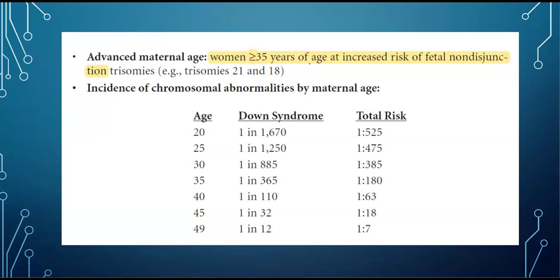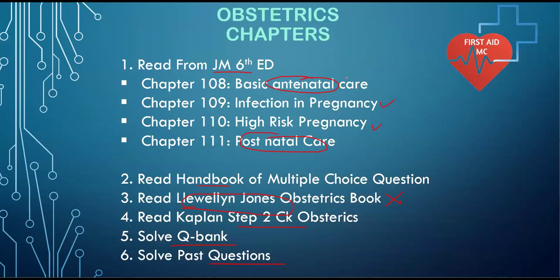So now we are going to start. We'll mainly follow through the notes today. If there is anything that we need to go through from JM, then I will let you know. So keep an eye on the notes at the moment, and we go from there. The first topic that we are going to start today is high-risk pregnancy, chapter 110. High-risk pregnancy is very, very important. It comes in the exam a lot. So that will be our main focus for tonight.